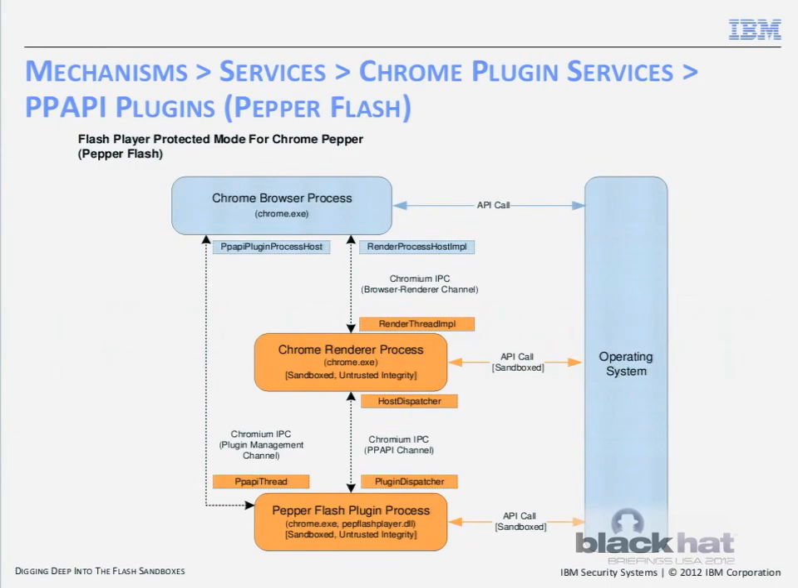Also, this is the visualization of this. As you can see, the Chrome browser process exposes services for the Flash plugin to send status or notification updates to the Chrome browser process, while this channel is being used for PPAPI calls. For privileged PPAPI calls, the Chrome renderer process uses another set of services exposed by the Chrome browser process.